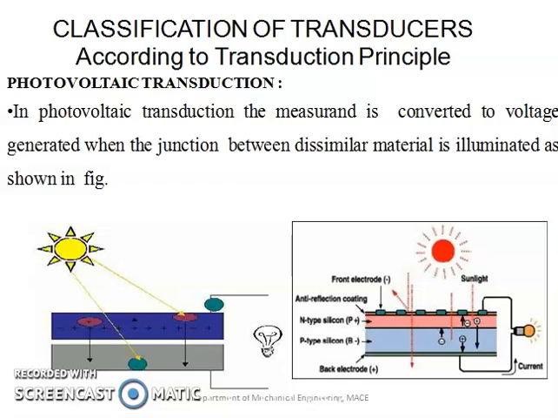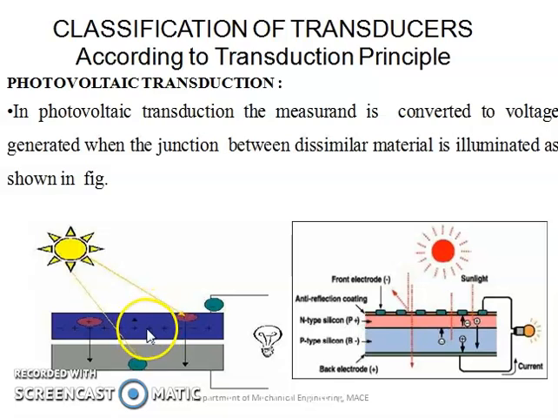Next is photovoltaic transduction type. These types of transducers use the principle of photovoltaic cells. In photovoltaic transduction type transducers, the measurand is converted into voltage generated when the junction between dissimilar materials is illuminated, as shown in the figure.